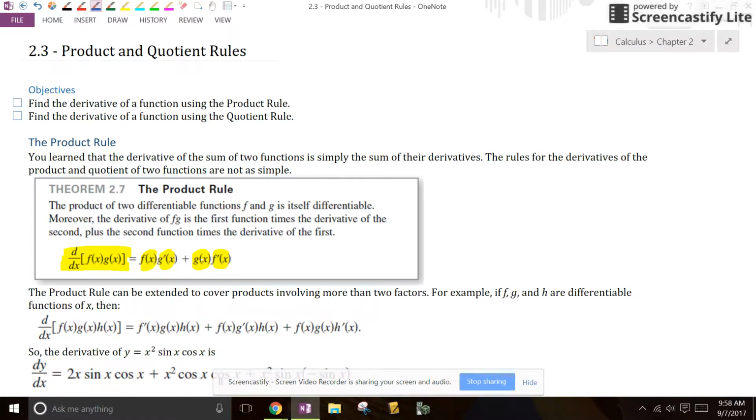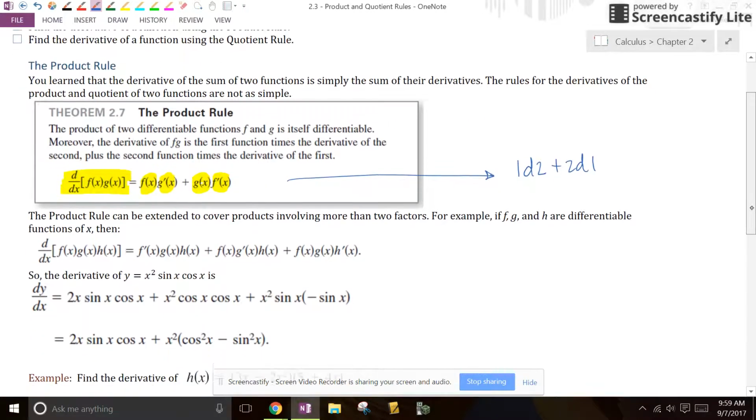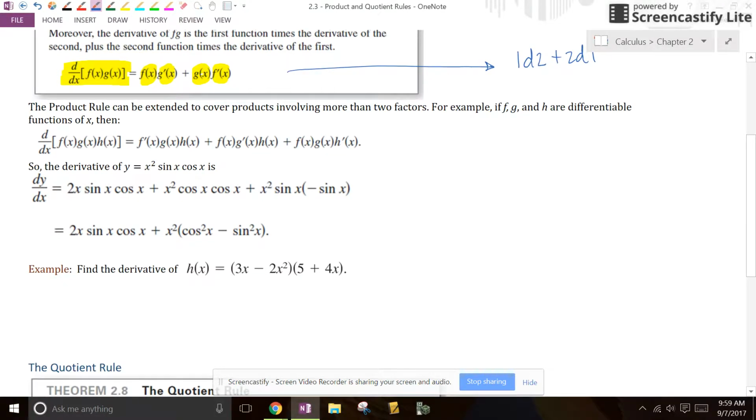And my advice to you is, how do I remember that? You'll hear me constantly call this 1d2 plus 2d1. And what am I saying there? It's the first thing times the derivative of the second, plus the second thing times the derivative of the first. That is going to be your derivative of the product of those two things. Plain and simple. Here you can see a beautiful example using sines and cosines because they scare everybody. I wanted you to see it, but let's actually do one for ourselves.